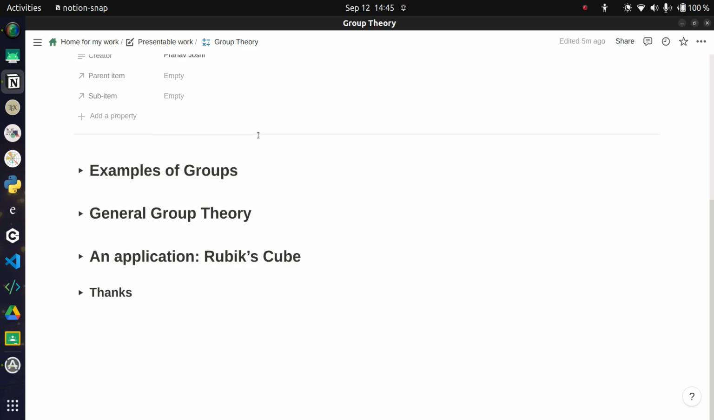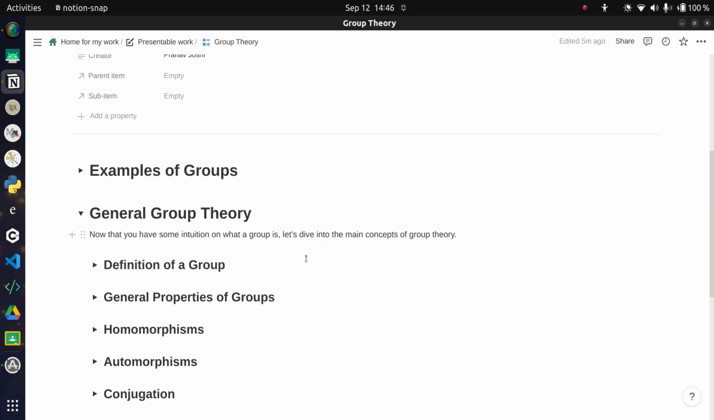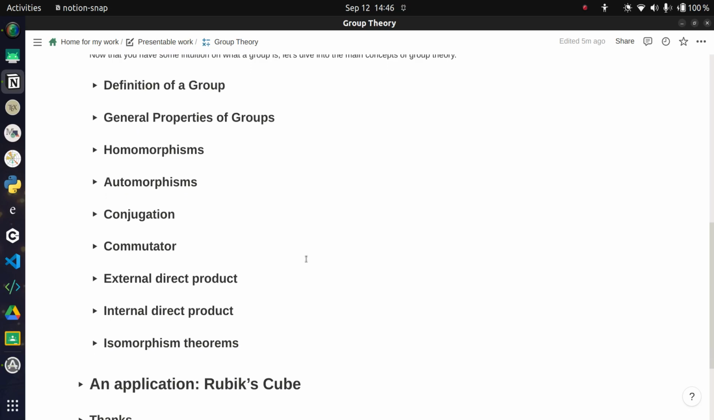Previously you would have seen that I updated the general group theory section, right? I put in the isomorphism theorems of group theory in there. And now I've made another section which is an application. So we will be talking about the Rubik's Cube and how group theory is applied to the Rubik's Cube. But before that, I've made some more edits in general group theory, which is particularly conjugation and commutators.